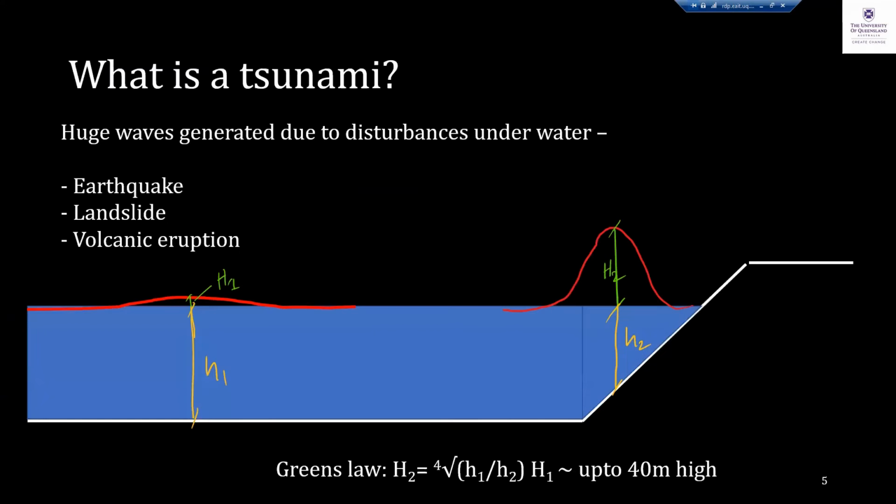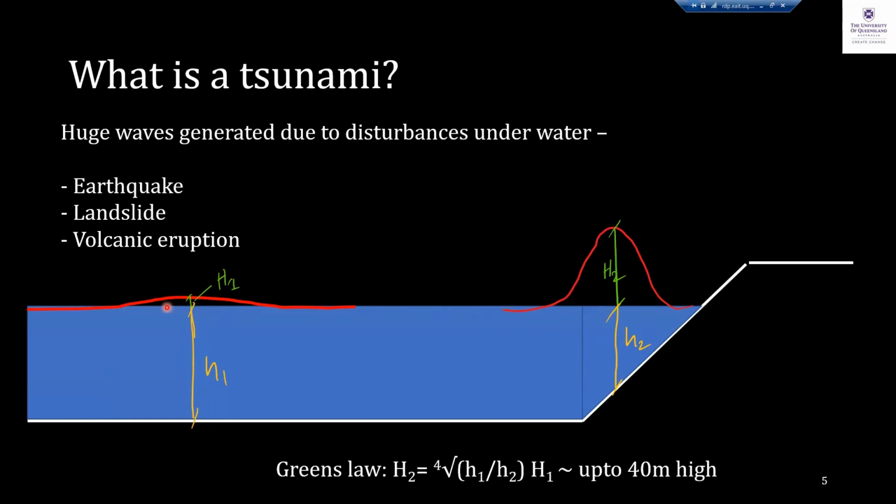So looking at the background, a tsunami is usually generated when we have disturbances underwater. So it could be an earthquake or a landslide or a volcanic eruption underwater. That is going to generate a disturbance or a very long wave that would then propagate towards the beaches or shores.